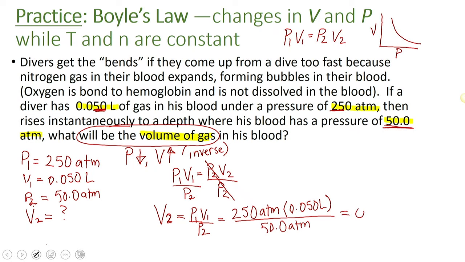So that's going to be 0.25 liters. Now, does that make sense? It makes sense, yes, because our V1 is 0.050 liters, and our V2 is 0.25 liters. So it makes sense because we have an inverse relationship.